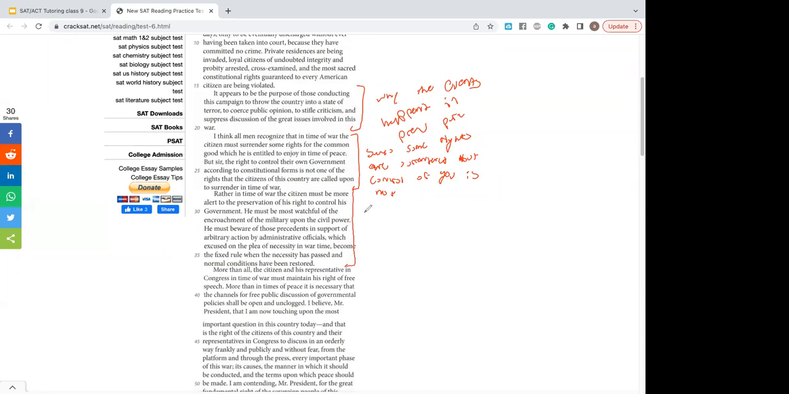So normal people must be more aware during war, because actions done during war could become permanent.